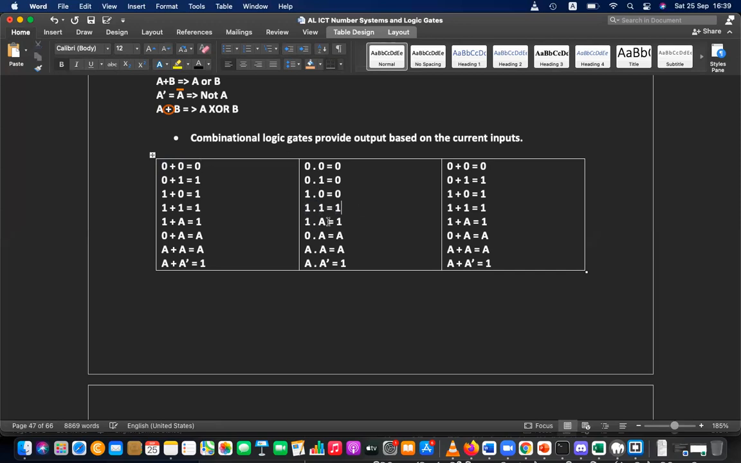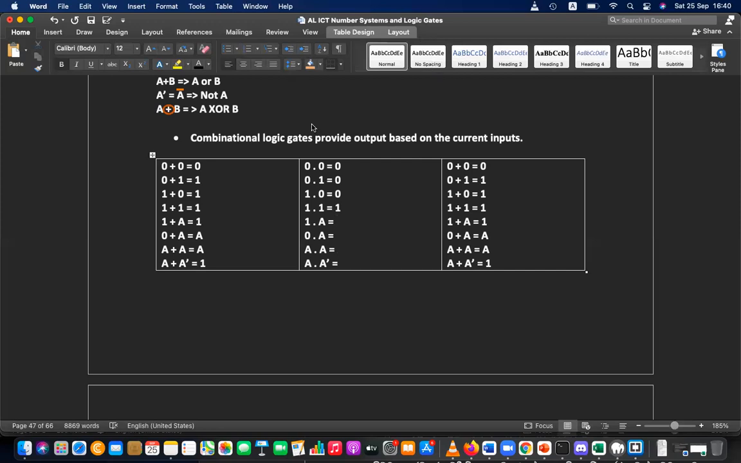1 and A. So what was your answer? 1 and A. Yes. Tell me what you have written. As simple as that. A. 1 and A is? A. Is it 1 or A or 0? What do you think? Come on, talk. A.